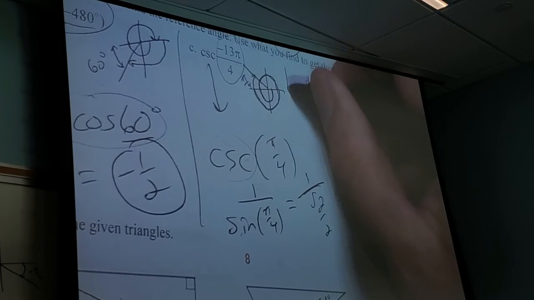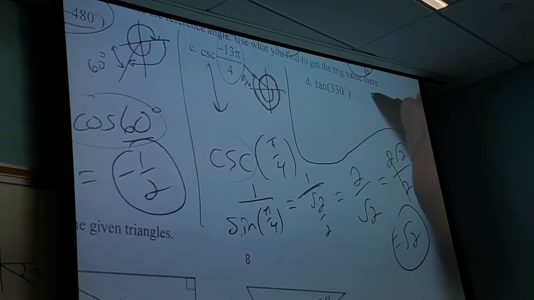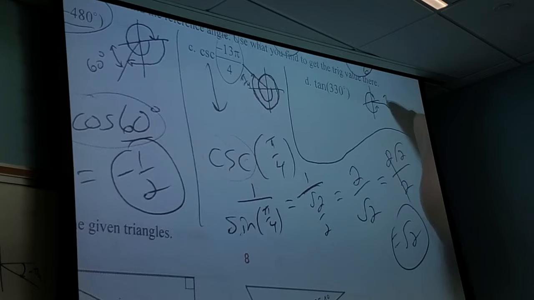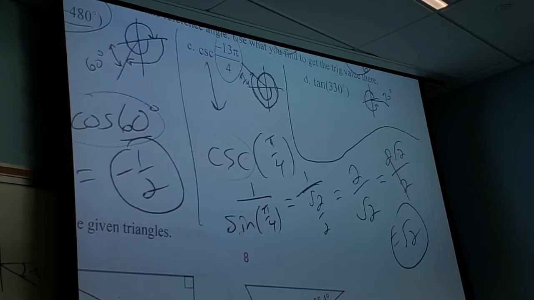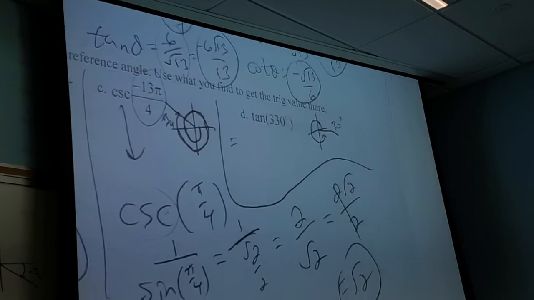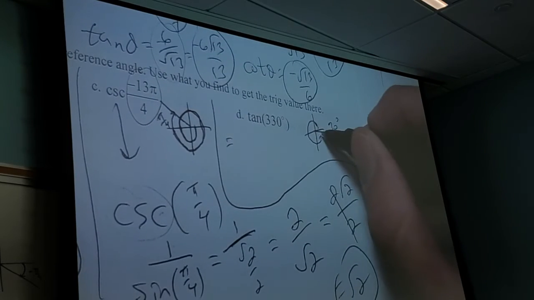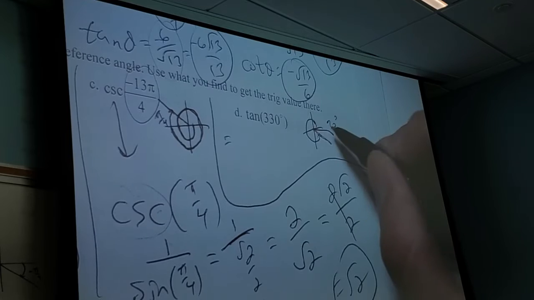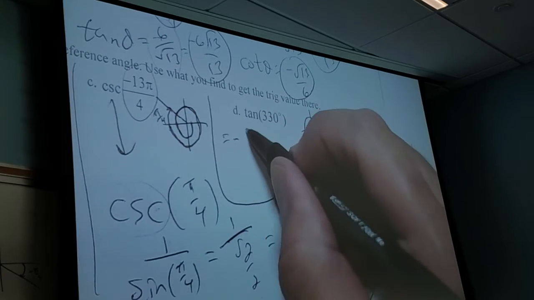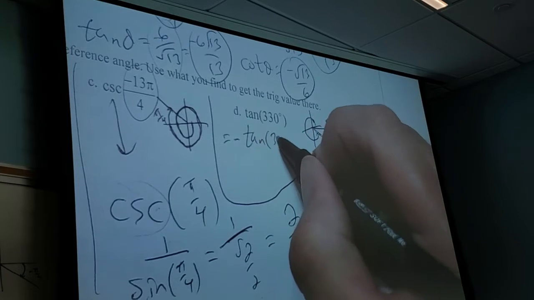So what about this guy? 330 degrees. I stopped how much short of the x-axis? 30 degrees. All right, so this will be... there I am. And down here, what is sine and cosine? They are opposite signs, so this will be negative tangent of 30 degrees.